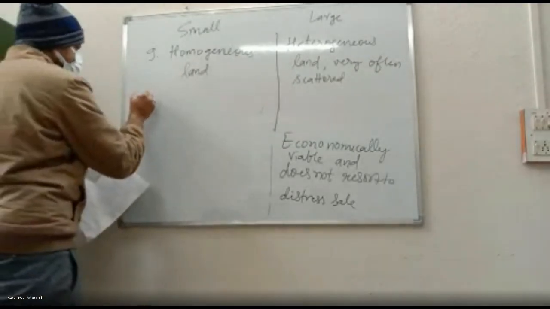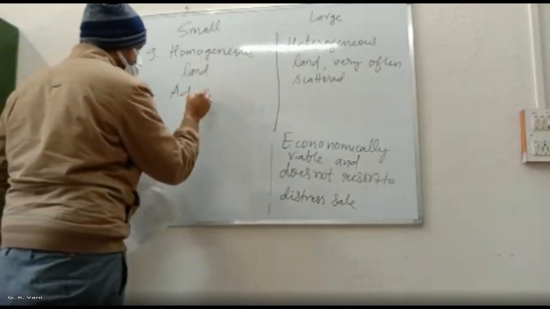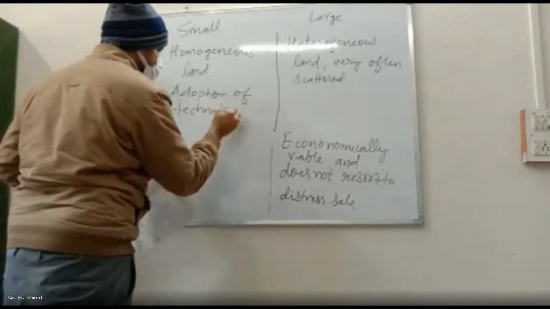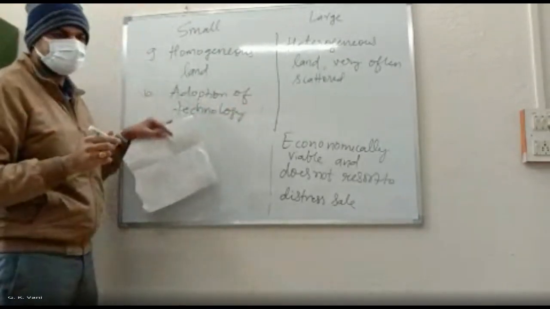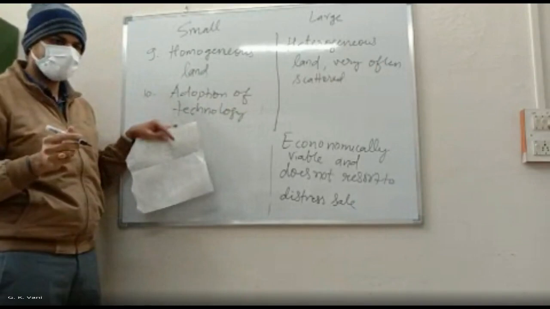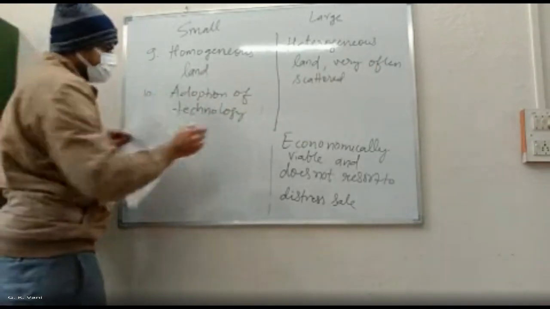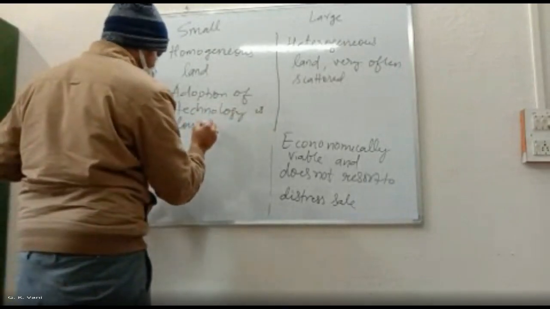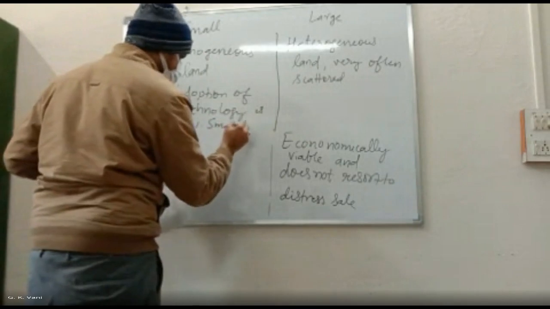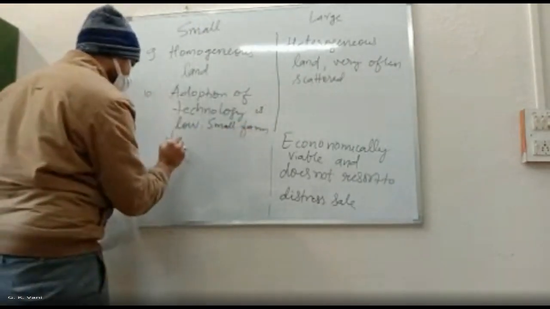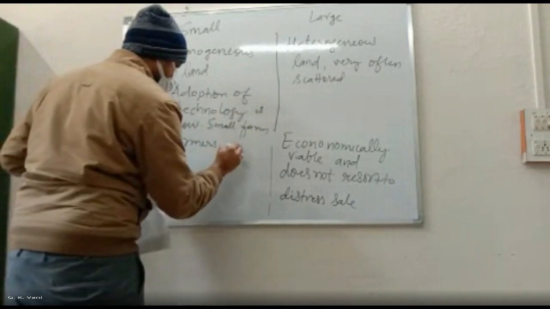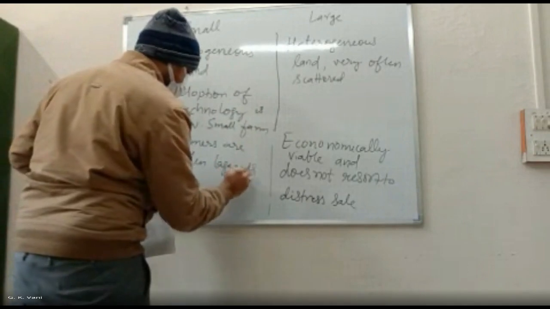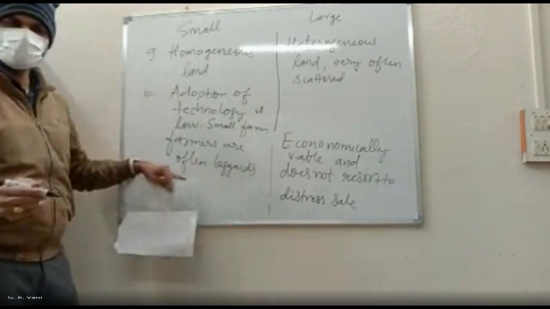Then here, adoption of technology. Technology means everything from machinery, varieties, to different types of pesticide. So technology adoption is low. Small farm farmers are often laggards. Laggards. Heard of this word?